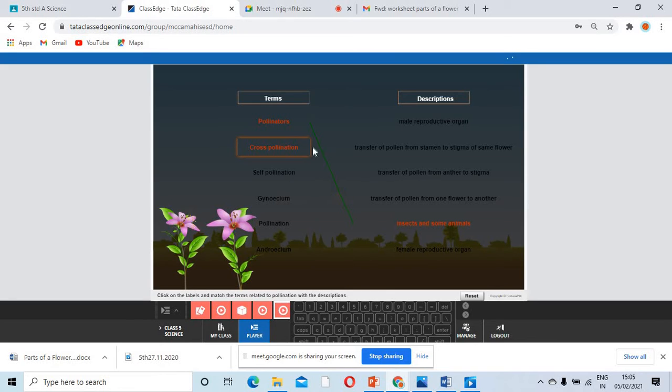Lydia, tell me what is cross pollination? Transfer of pollen from... Cross pollination means transfer of pollen from one flower to another. Excellent. Now self pollination. I want Hannah Veronica to tell me what is self pollination. Transfer of pollen from the stamen to stigma of a same flower. Of the same flower. Very good.